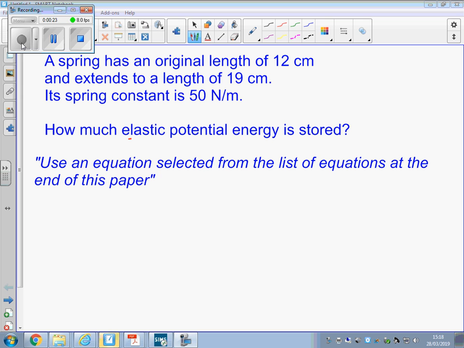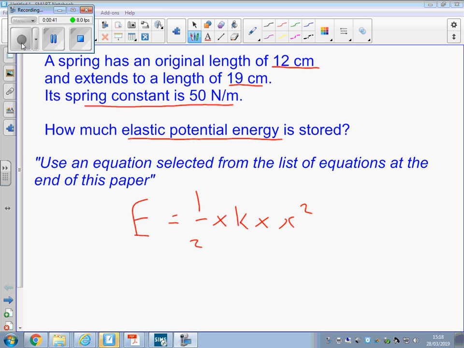We're trying to find elastic potential energy. We've been given a spring constant, and actually within this information there is an extension in there. So the equation you use is elastic potential energy is equal to a half times the spring constant times the extension squared. And the important thing here to realise is that if your energy is in joules, you have to have SI units for everything else, which is fine for the newtons per metre. The spring constant is in SI units, but the lengths have to be in meters.